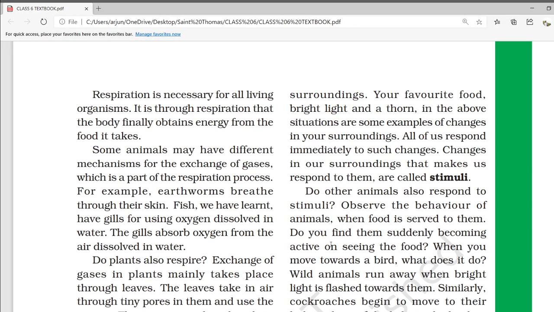Your favorite food, bright light, and a thorn in the above situations are some examples of changes in your surrounding. All of us respond immediately to such changes. Changes in our surrounding that make us respond to them are called stimuli. Okay, here is the definition of stimuli. All of us respond immediately to such changes. These changes in our surrounding that make us respond are stimuli.